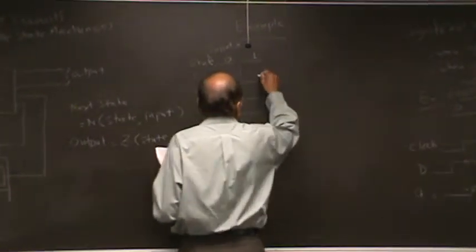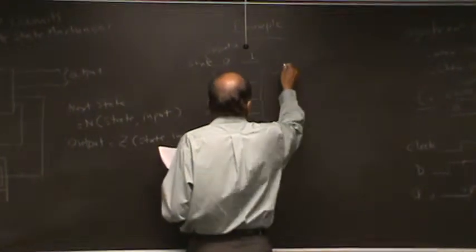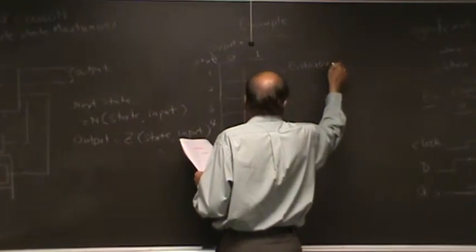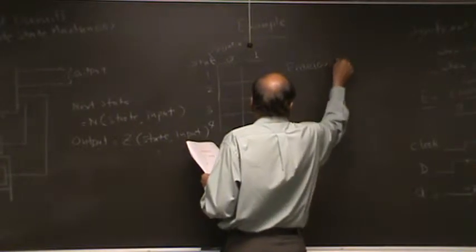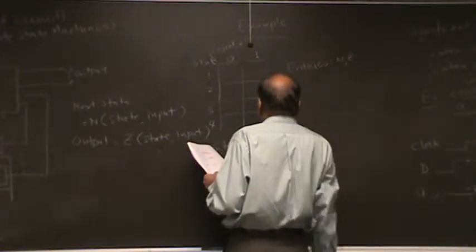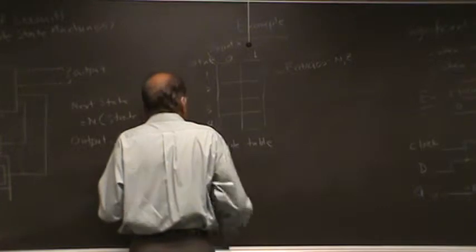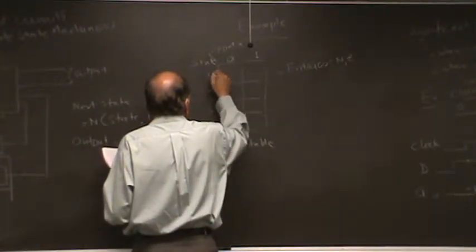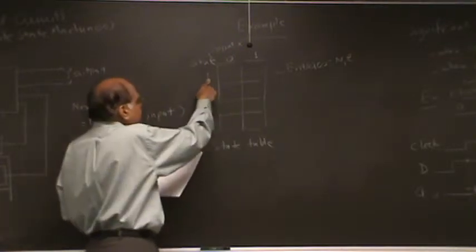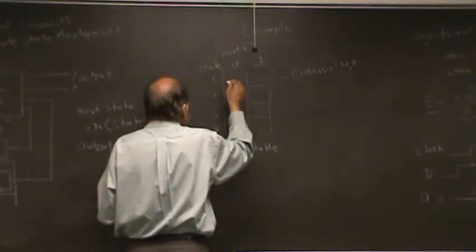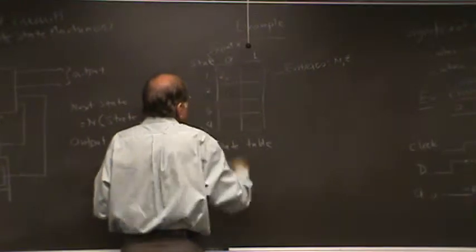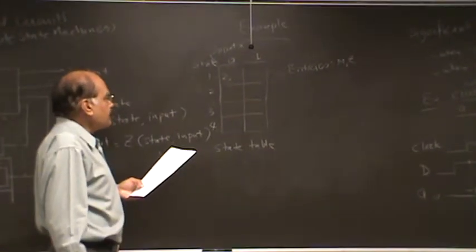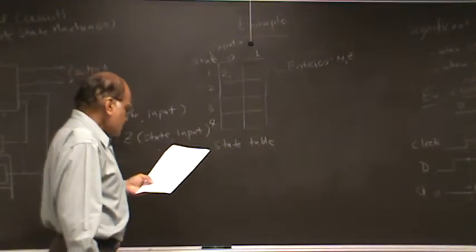And in here, let me have entries that are going to be next state and the output. N is for the next state. So let's assume that the next state for this combination, that means when the state is 1 and input is 0, happens to be 2, and the output, when the current state is 1 and the input is 0, is 1.